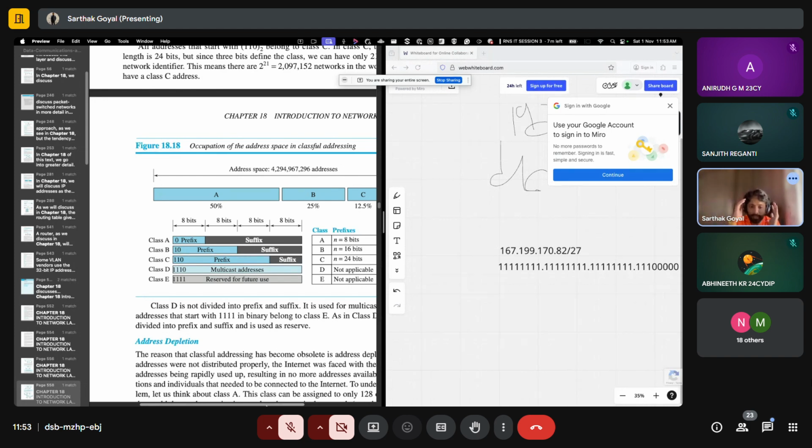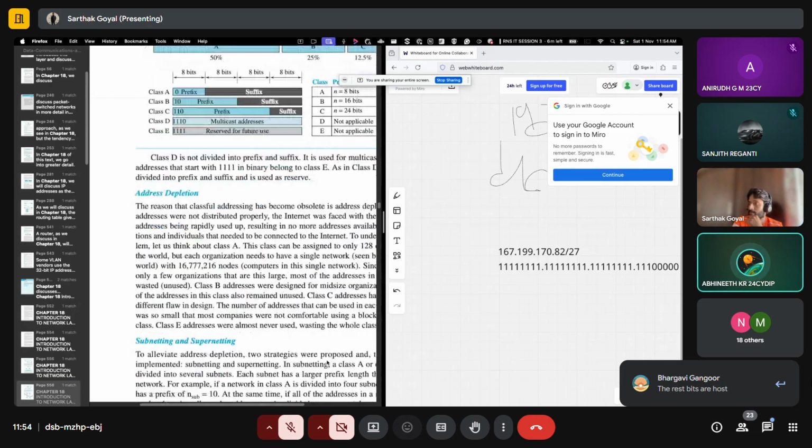Prefix, understand this. It's a reserved ID, a reserved set of numbers. So in this address, this part is reserved. That means 167.199.170 cannot change at all. Anything that has to change will change in the last octet. Understood? 167.199.170 becomes the network ID for that address. I think I made it simpler for you now.